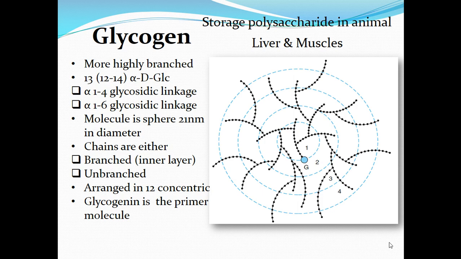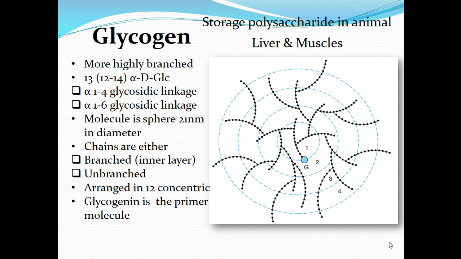The structure and metabolism of glycogen. Glycogen is a major storage polysaccharide in animals, like starch in plants. Glycogen mainly occurs in the liver and muscles, and a modest quantity is present in the brain. Three-quarters of the total body glycogen occurs in muscle.